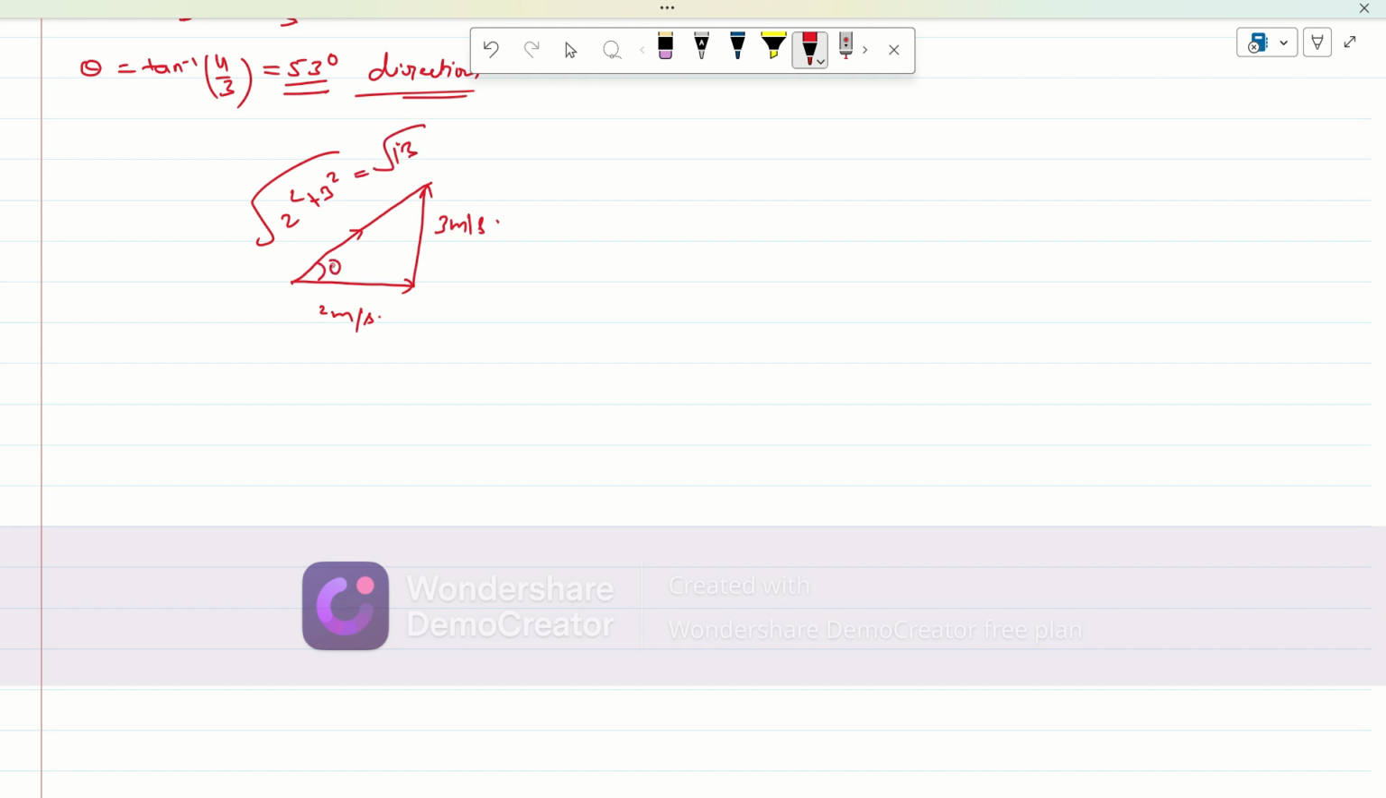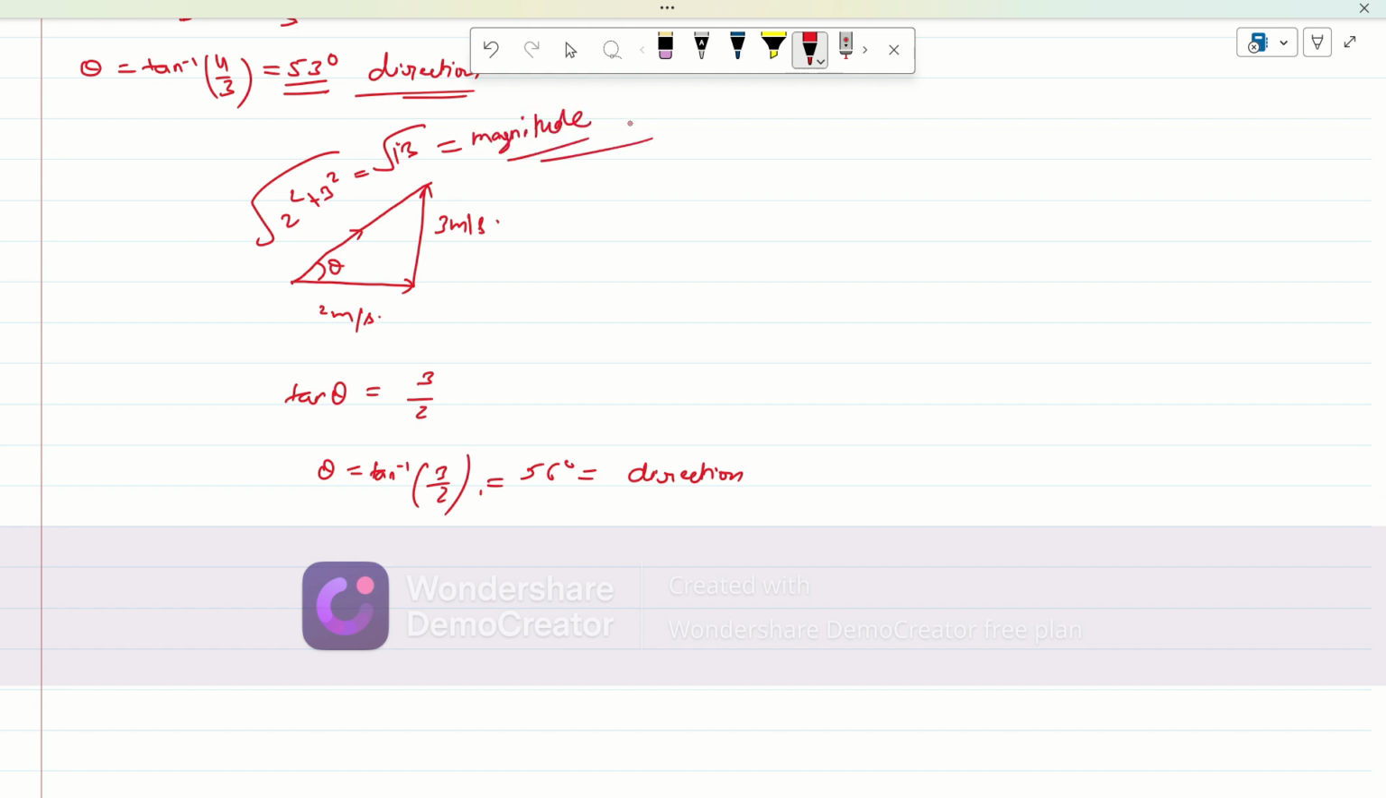And this is theta. So you will find tan theta. Tan theta is equal to 3 by 2. Theta is equal to tan inverse 3 by 2. So root 13 will be your magnitude, and theta equal to tan inverse 3 by 2 will be your direction, that is 56 degrees. So you can say 56 degrees is the direction, and root 13 is the magnitude.